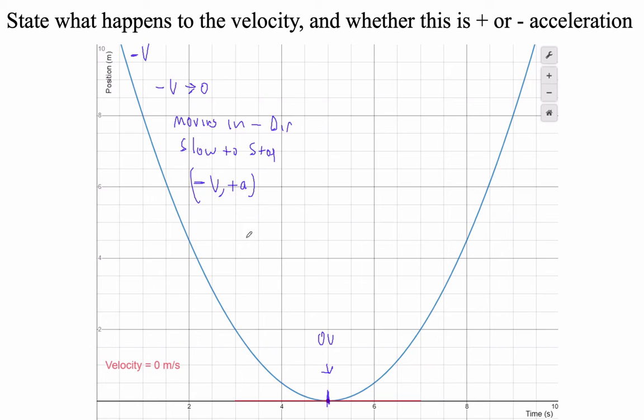okay? And sure enough, this whole section from 0 to 5 seconds, right? 0 to 5. This is concave from the top, right? So that's definitely positive acceleration, right? And now let's look at it from 5 to 10. From 5 to 10, we have 0 velocity, and at the end we've got a fairly steep slope, right?